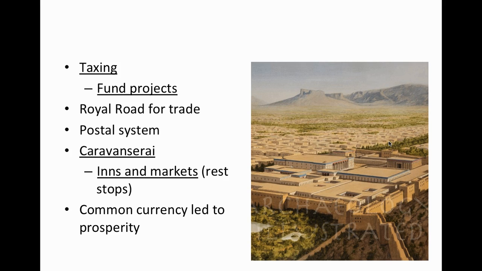Caravanserai, I think that's how you pronounce it, inns and markets along those royal roads. And also, Darius promoted a common currency throughout the empire, which not only unites the people but could also help the economy when there's a single currency, probably bronze or copper. We don't have paper money yet. Remember, the Chinese are going to promote that.